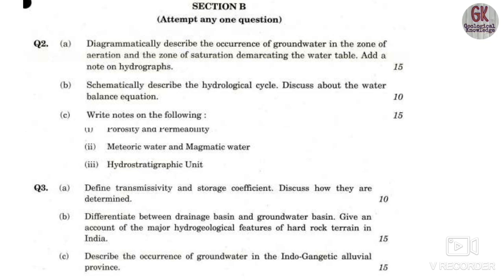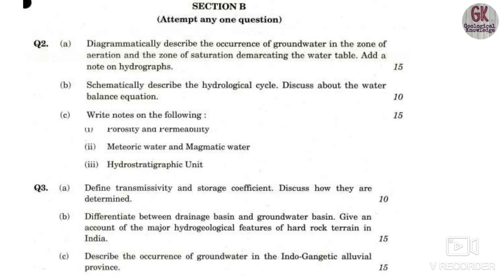Now the question number 2a. Diagrammatically you have to describe the occurrence of groundwater in the zones of aeration and the zone of saturation. So with the help of the diagram you have to describe the occurrences of the groundwater in these two zones, demarcating the water table. The water table you have to also show in that diagram, and add a note on the hydrographs.